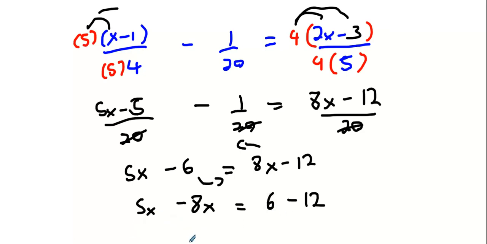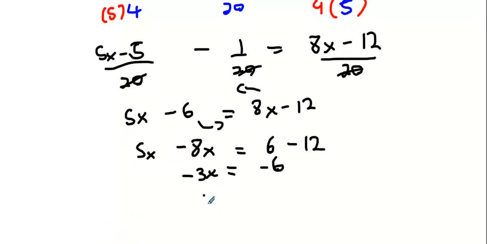5x take away 8x is minus 3x. 6 take away 12 is minus 6. Multiply both sides by minus. Turns any minuses into pluses. Then the multiplication of 3 on the left is division of 3 on the right. 6 divided by 3 is 2.